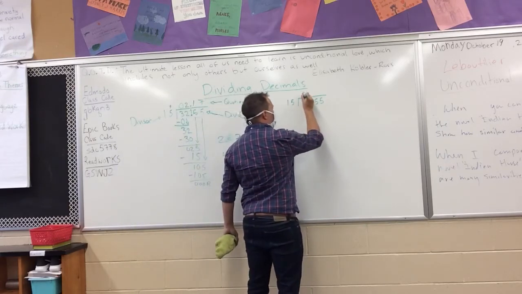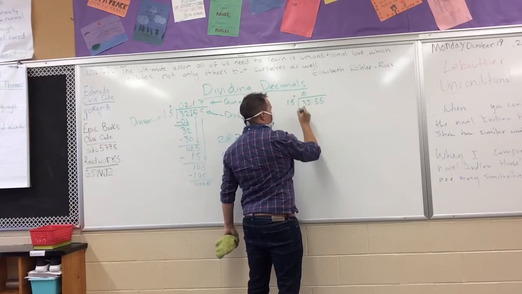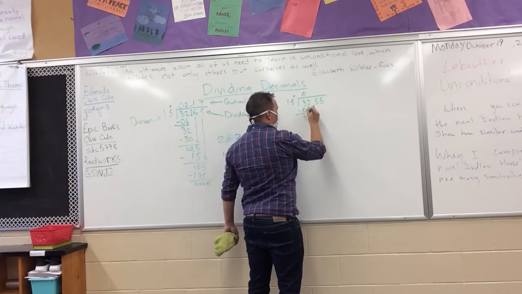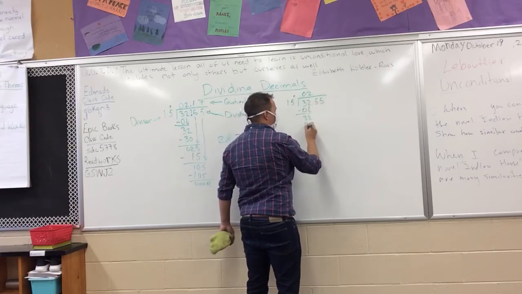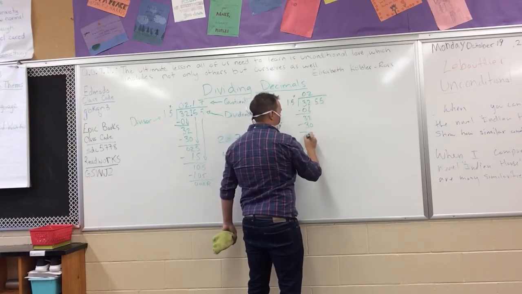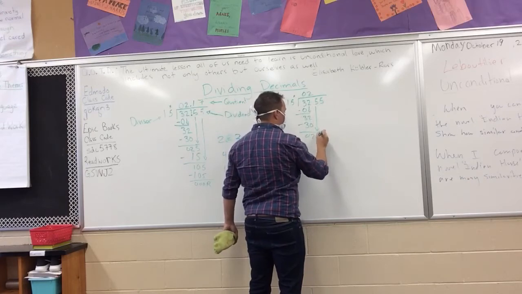And I go through the exact same thing I did. 15 can't go into 3. Right? We put a little times. We subtract it, it's 3. Bring down the 2. We know that 15 can go into 32 twice. And it's 30. We subtract it. We're left with 2. Bring down the 5.